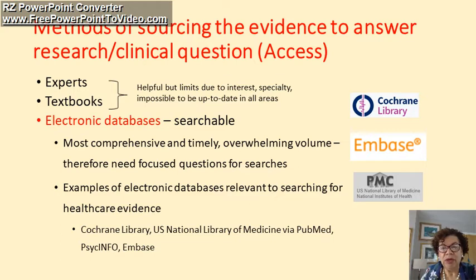Some of the most common electronic databases relevant when looking for research that provides healthcare evidence are the Cochrane Library. This will have detailed records of clinical trials in many clinical areas. Individual papers can be found in the United States National Library of Medicine and can be searched using PubMed. Embase is the European equivalent, and PsycInfo will have more papers relating to the behavioural sciences.